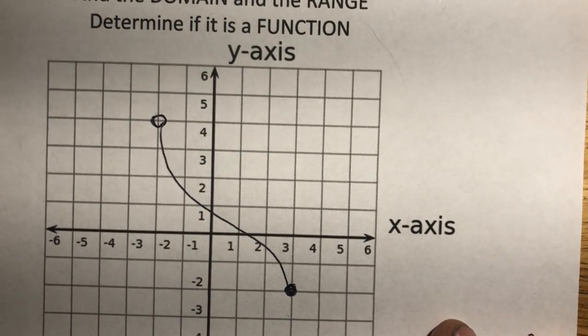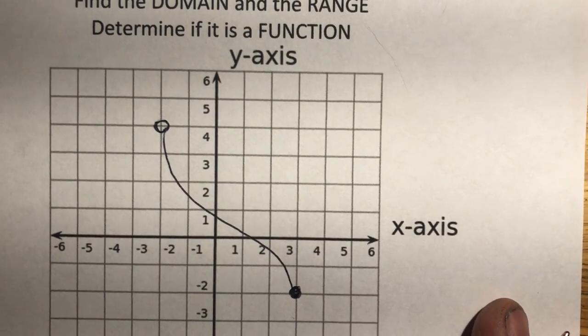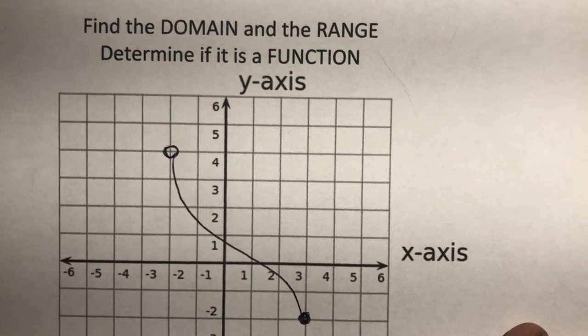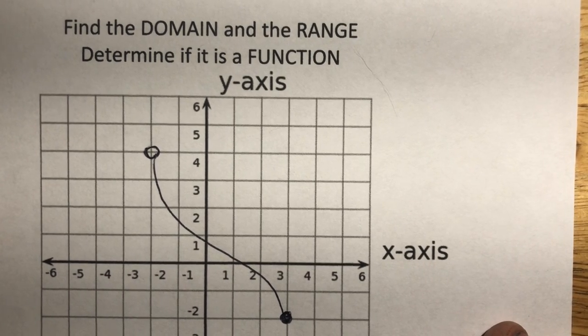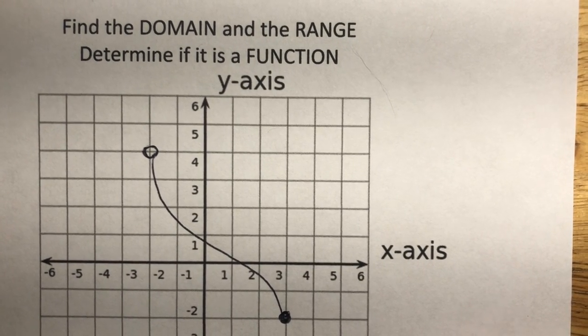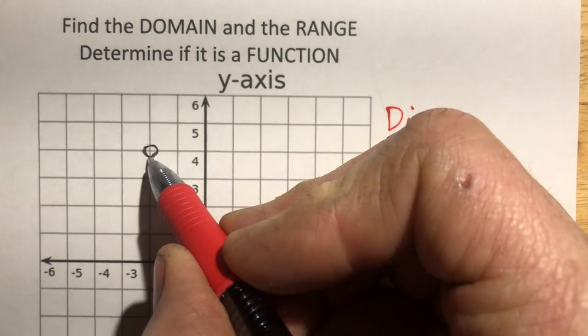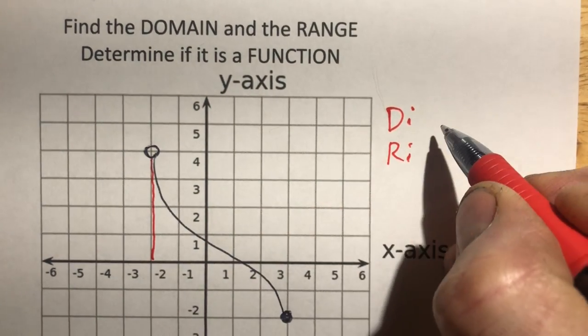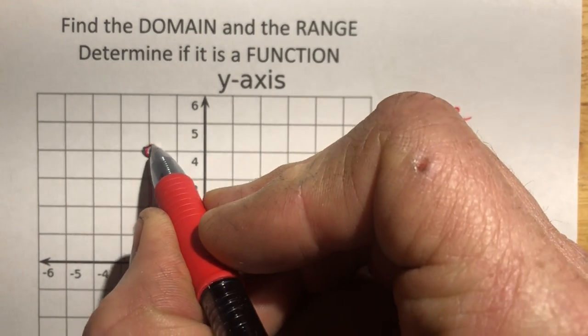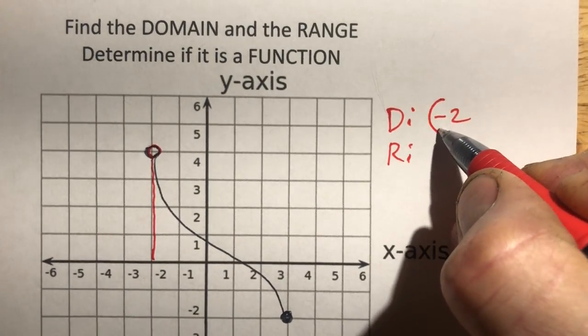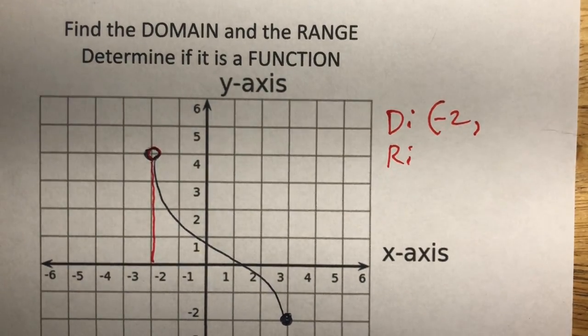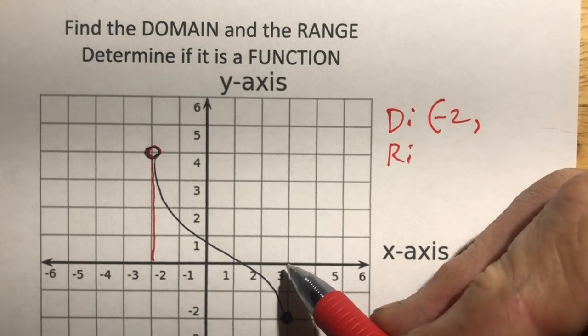Okay, let's look at this one. There we go, get it lined up a little bit better. Okay, what's my domain and my range on this one? So my domain, the furthest it goes to the left is right here at -2. Now notice how it's not colored in. So it's not included, so I put a parentheses. Now the furthest to the right it goes is right here at 3.